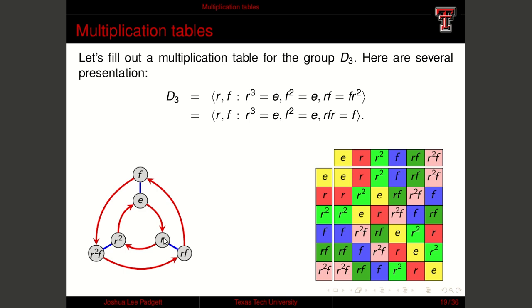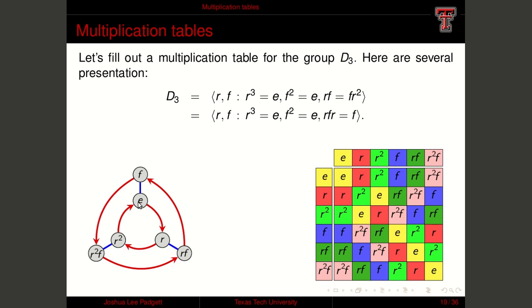I have 1, 2, 3, 4, 5, 6 distinct actions, which I will list here and here. Similarly, the first row is just a repeat of the outer row, and the first column is just a repeat of the outer column. And then after this, we need to do some computations. So, for instance, what is R composed with R?